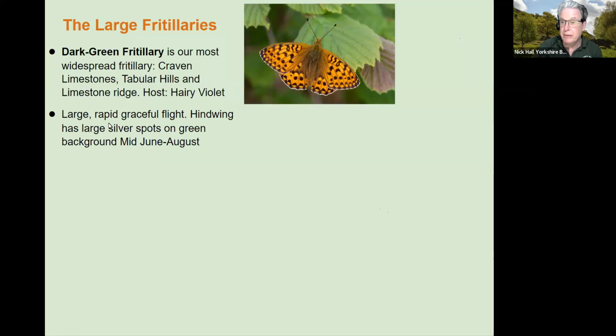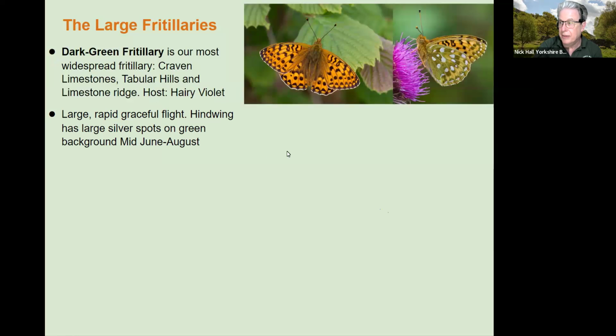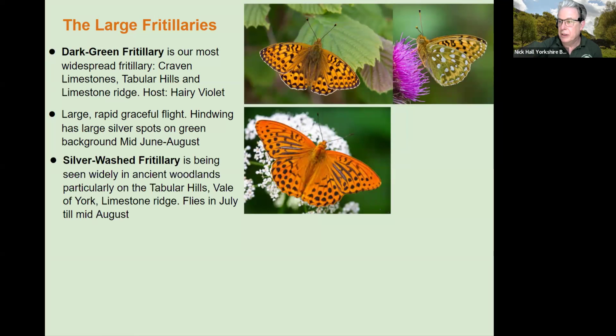So it's a large butterfly with a rapid, graceful flight. Hind wings have this characteristic silver spots on a green background, which is how it gets its name. It flies from mid-June into August. So this is my specialist species, the Silver-washed Fritillary.